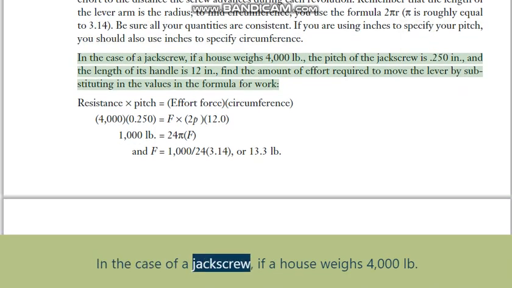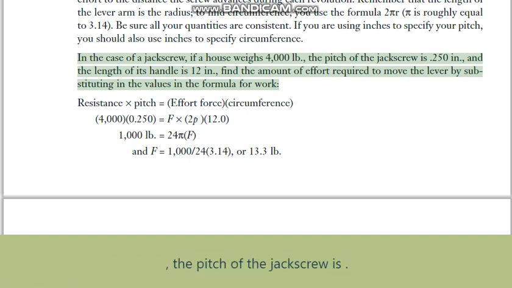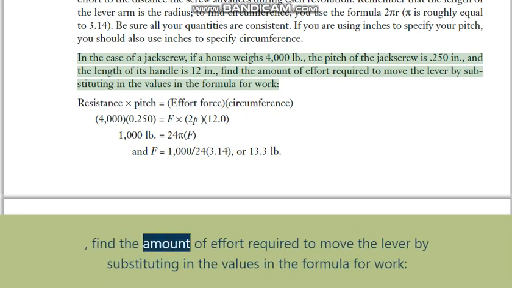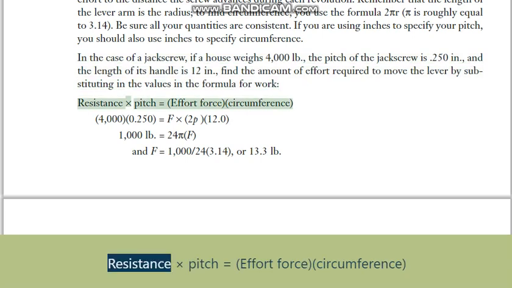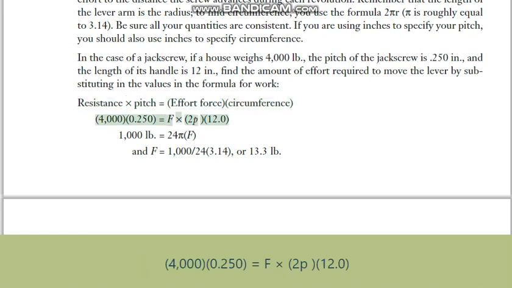In the case of a jack screw, if a house weighs 4,000 pounds, the pitch of the jack screw is 0.250 inches, and the length of its handle is 12 inches. Find the amount of effort required to move the lever by substituting the values in the formula for work. Resistance times pitch equals effort force times circumference. For 1,000 × 0.250 equals F times 2 pi times 12.0, 1,000 pounds equals 24 pi F.